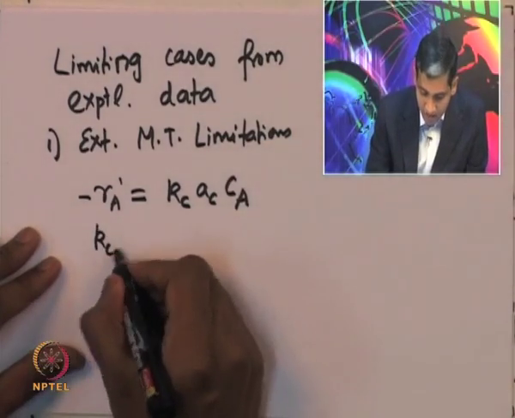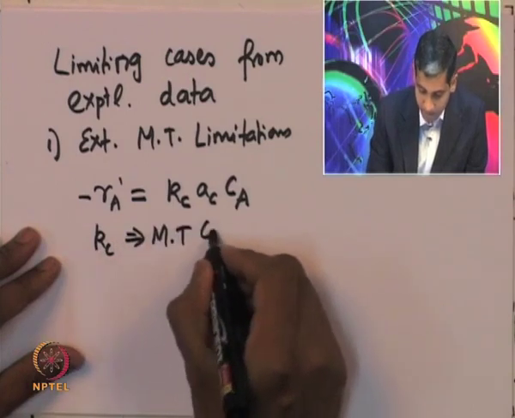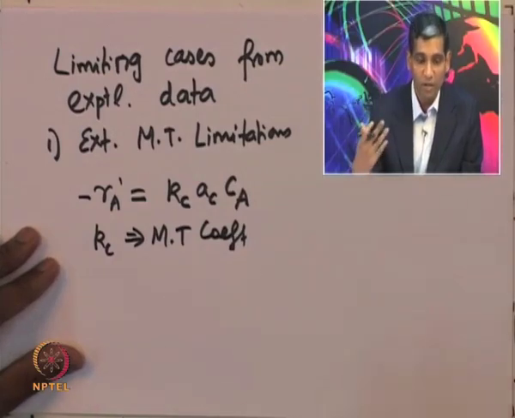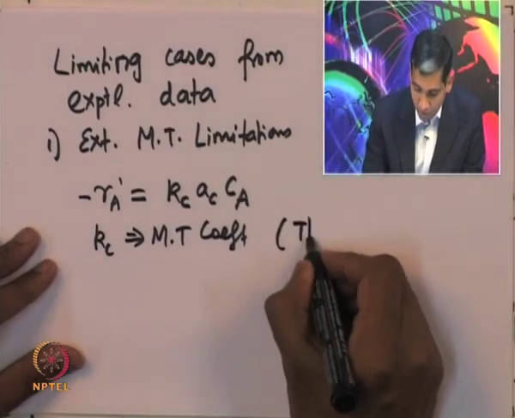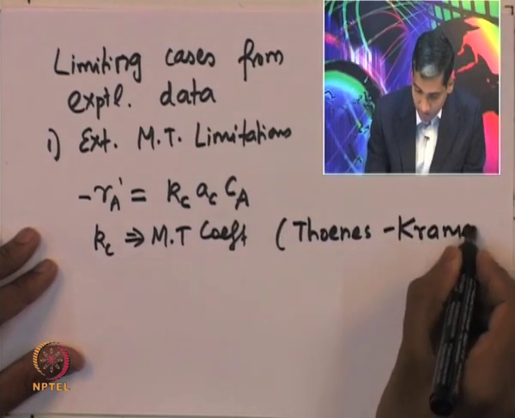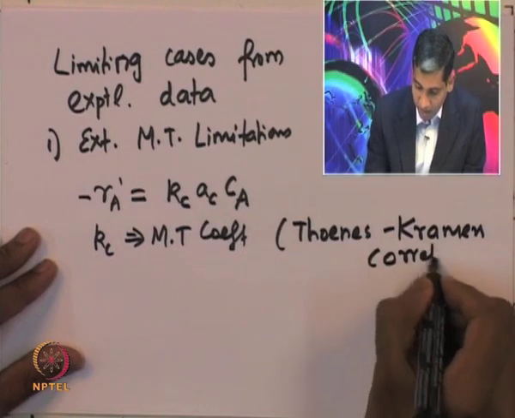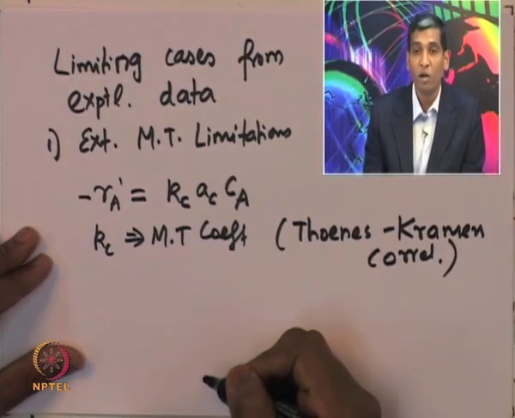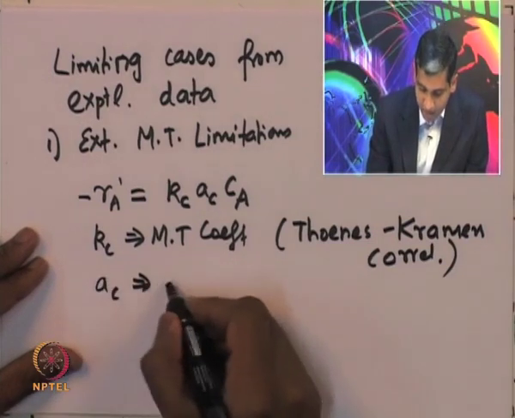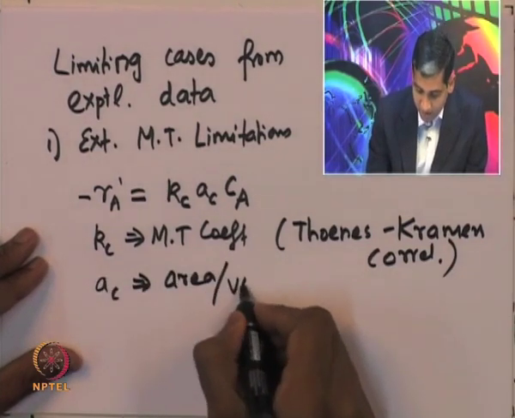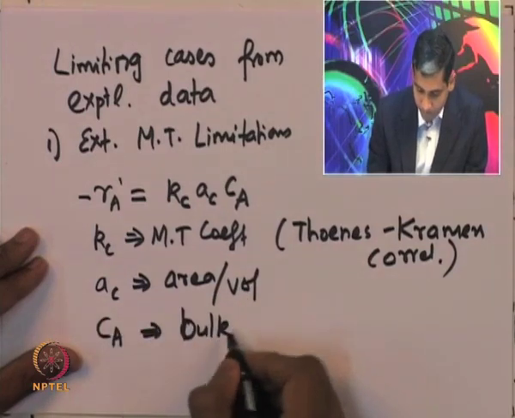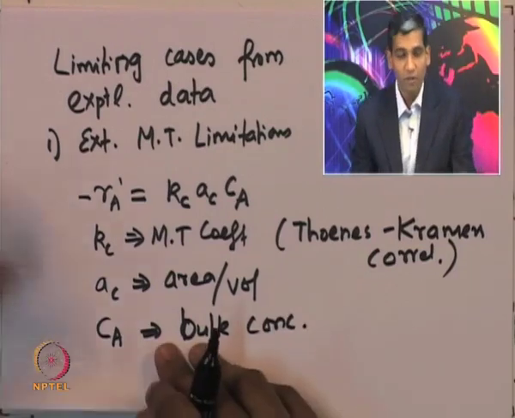Here Kc is the mass transport coefficient, and this can typically be estimated using appropriate correlations. For example, one could use a Thornes-Kramer's correlation in order to estimate the mass transport coefficient. Ac is the area per unit volume of the catalyst, and Ca is the bulk concentration of the species.